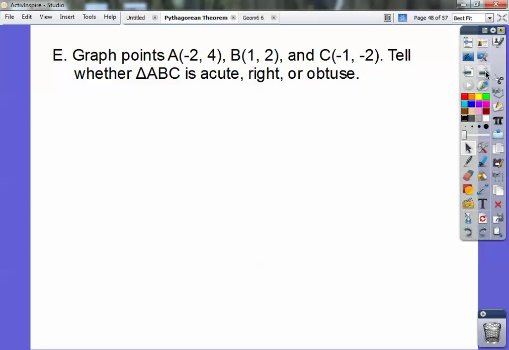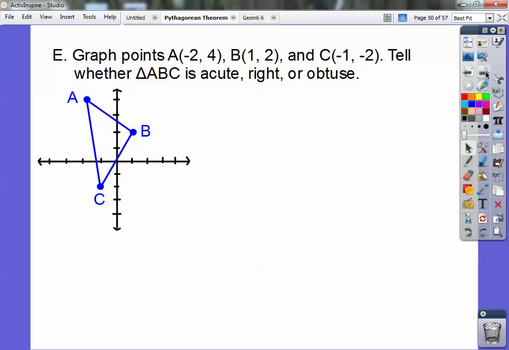Okay, last part. Let's graph these points right here, and we're going to tell whether the triangle is acute, right, or obtuse. So we're going to use the distance formula and square it. Let's go ahead and graph these points. There's my xy axes, and when we graph those points, there they are. Then I want to check out this length, distance formula, compared to this length, and this length. In case you guys forgot, there's the distance formula.